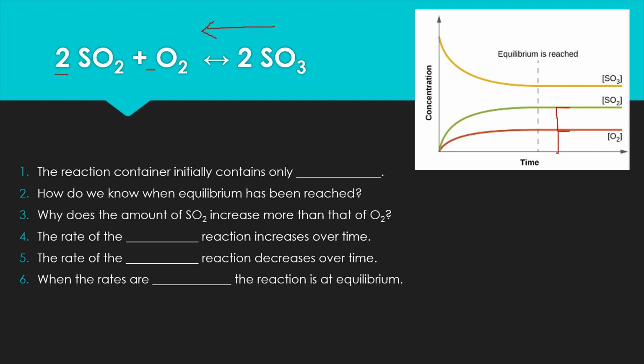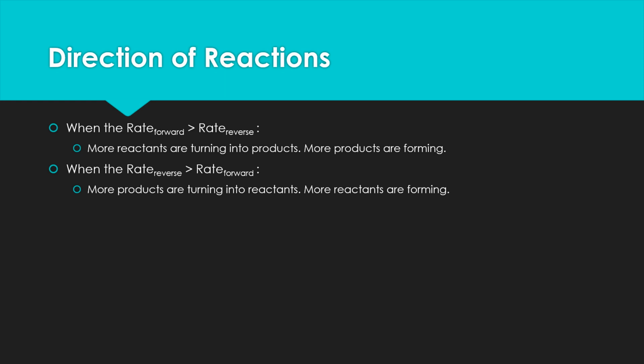Okay, so let's take a look at one more part. The direction of reactions, a couple of things. When the rate of the forward is greater than the rate of the reverse, so when that forward reaction is happening more or faster than the reverse, then more reactants are turning into products and more products are forming. When the rate of the reverse reaction is greater than the forward, more products are turning into reactants, so more reactants are forming. That can help us: if we can look at something and see which one's creating more at that time, we can know which reaction is being favored, forward or reverse.